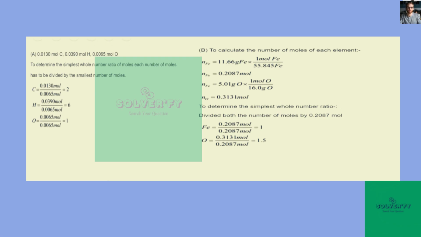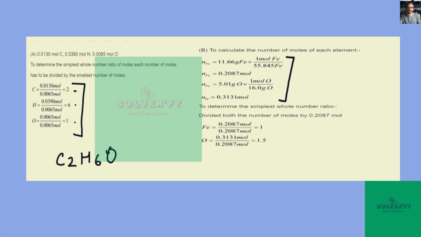First of all, to determine the simplest whole number ratio of moles, each number of moles has to be divided by the smallest number of moles, as represented over here. So, using this, carbon turns out to be 2, hydrogen 6, while oxygen is 1. So, the empirical formula of the compound should be C2H6O. Next, to calculate the number of moles of each element, we need to do some calculation as represented.